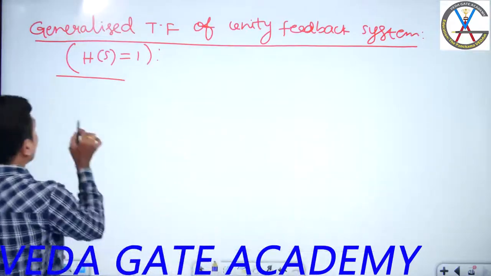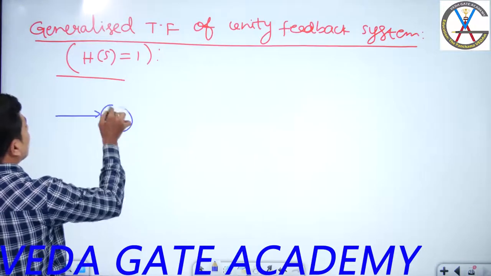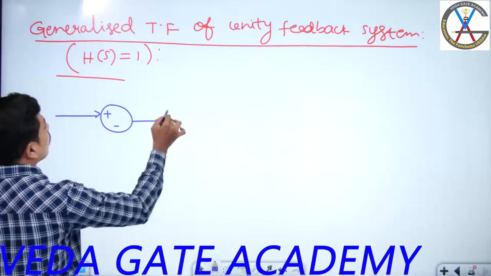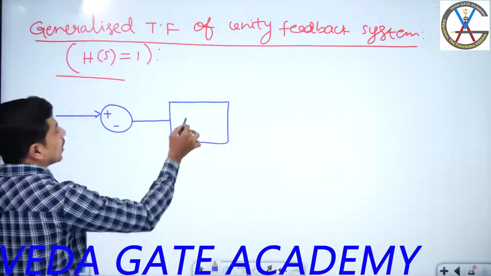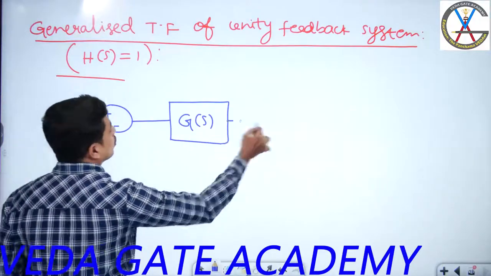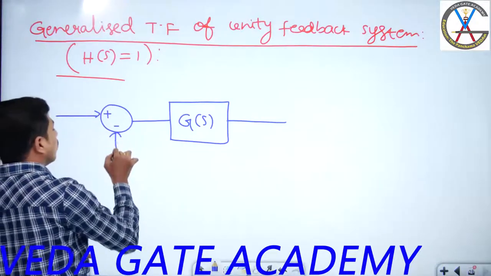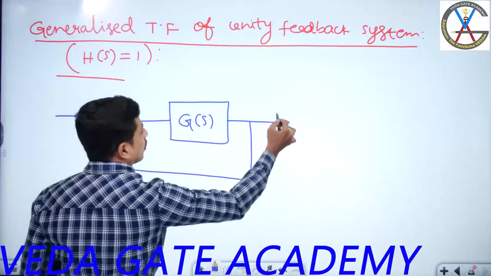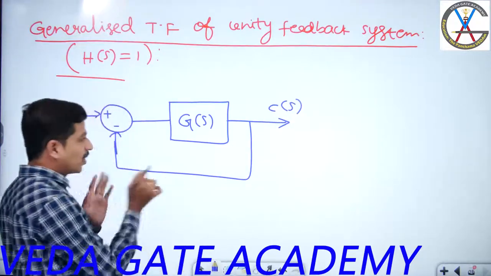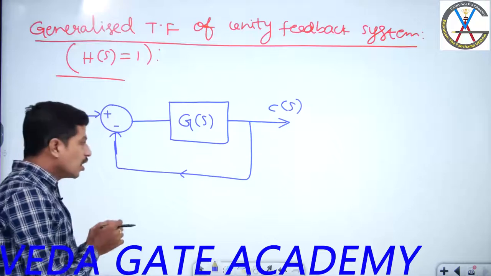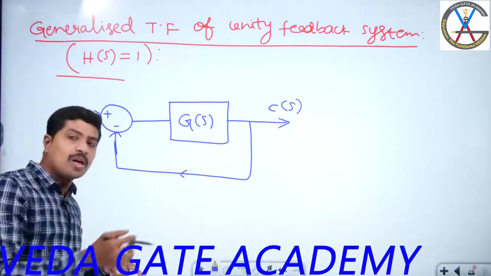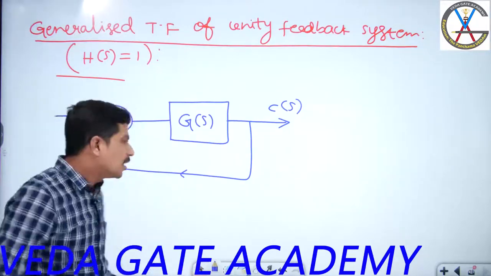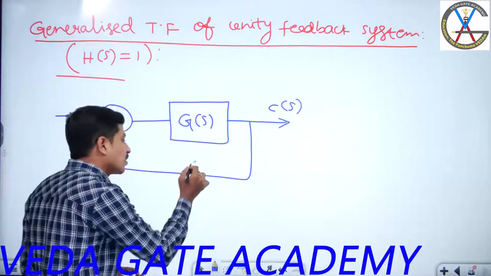Let me draw the figure. Yes, this will be the figure. Simply, as in the previous one, you put H of s is equal to 1. This is C of s, and we are not keeping anything here. If you want, I'll put a box and put a 1 in the box, no issues, you can put. Sometimes in examination the examiner will mention 1 like this.